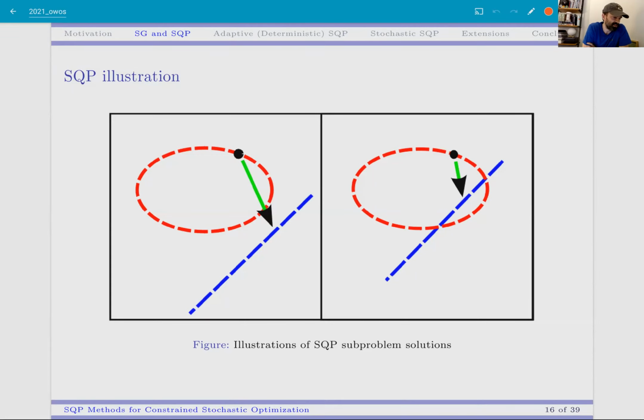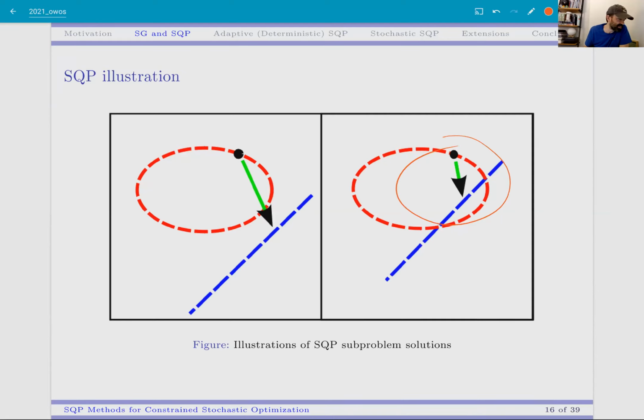So I'm just illustrating here different scenarios. Imagine that the red is the contour of the model of your objective function, okay? And the blue is your linearization of your constraints. So the subproblem basically says, over the linearization of the constraints, minimize your objective. And what you can actually get is a case like this one on the right, where the objective and constraints are kind of consistent. The direction you get will both move towards the constraints and improve the objective.